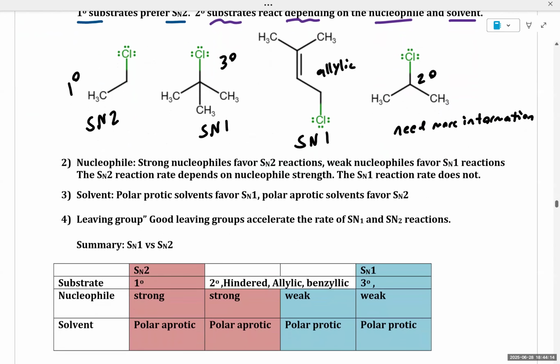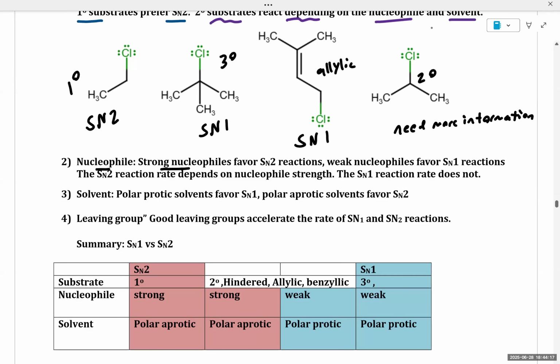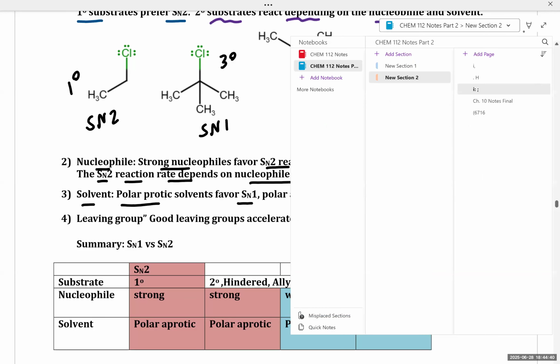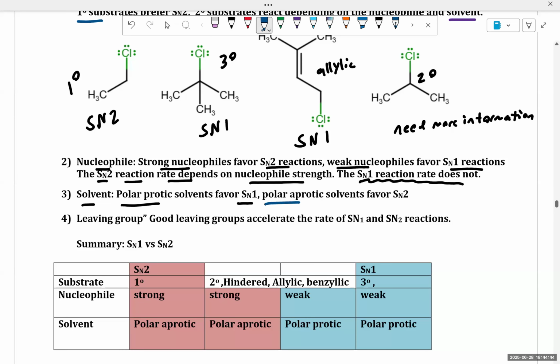Now, in terms of the nucleophile, strong nucleophiles favor SN2 reactions, while weak nucleophiles favor SN1 reactions. Note the SN2 reaction rate depends on nucleophile strength, while the SN1 reaction does not care about the nucleophile pretty much at all. In terms of solvent, polar protic solvents favor SN1, while polar aprotic solvents favor SN2.